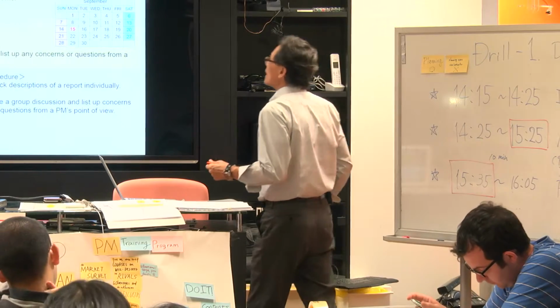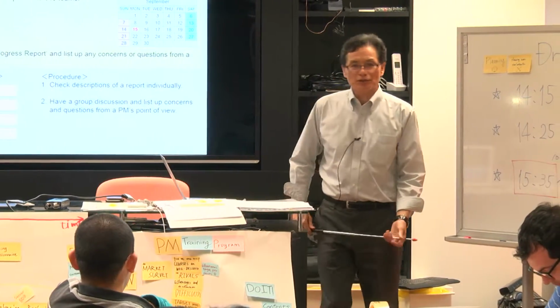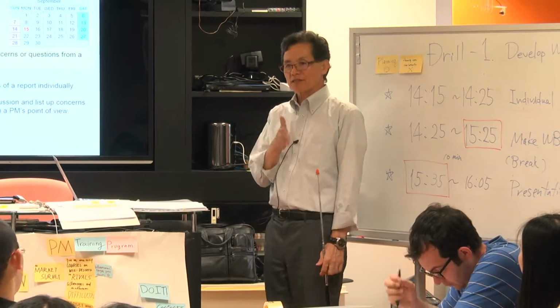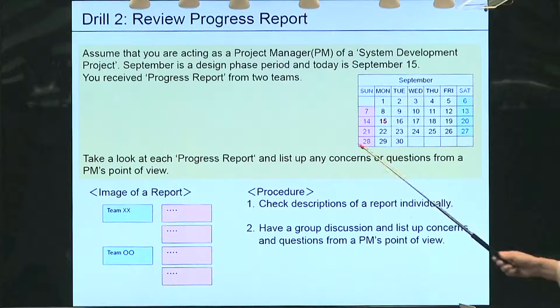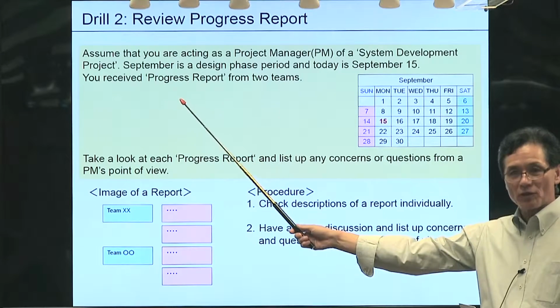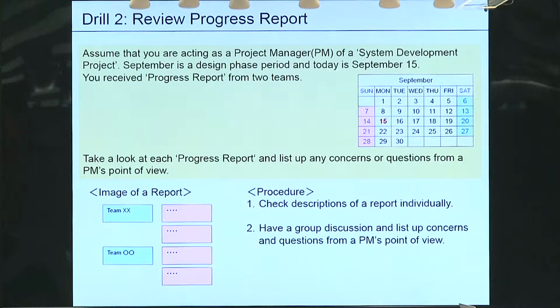So the drill 2, you as a project manager, and the project has been started, and you get some progress reports from team members. And today is September 15. Sometimes it's a national Japanese holiday, but please forget it. 15 September. So you check report descriptions individually first, then have a group discussion.